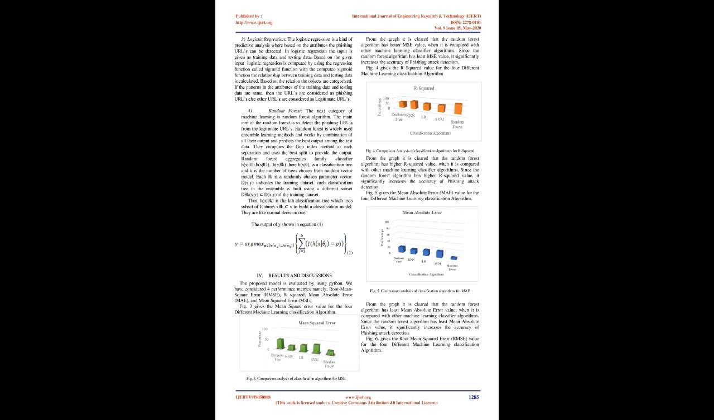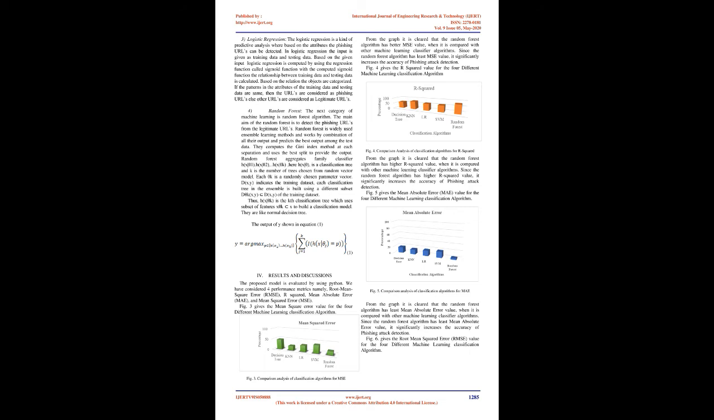3. Logistic regression. Logistic regression is a kind of predictive analysis where, based on the attributes, phishing URLs can be detected. In logistic regression, the input is given as training data and testing data. Based on the given input, logistic regression is computed by using the regression function called the sigmoid function. With the computed sigmoid function, the relationship between training data and testing data is calculated. Based on the relation, the objects are categorized. If the patterns in the attributes of the training data and testing data are the same, then the URLs are considered phishing URLs, else other URLs are considered legitimate URLs.